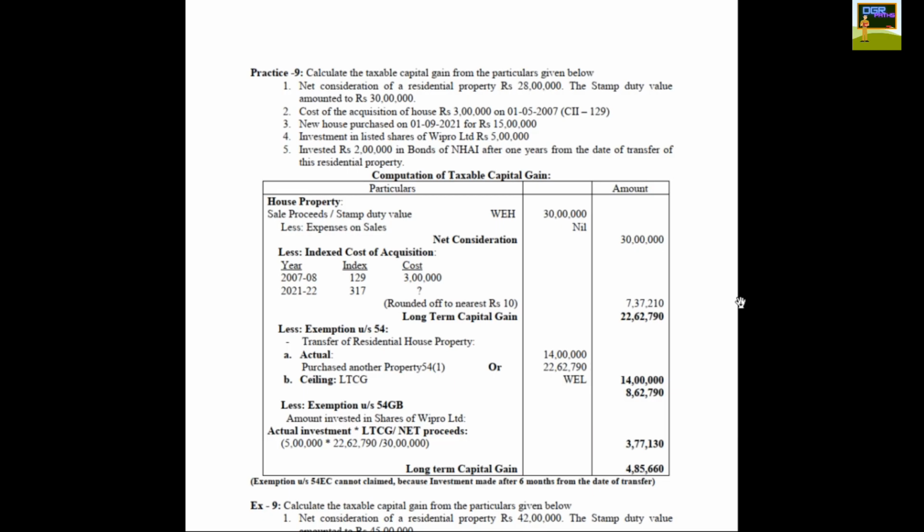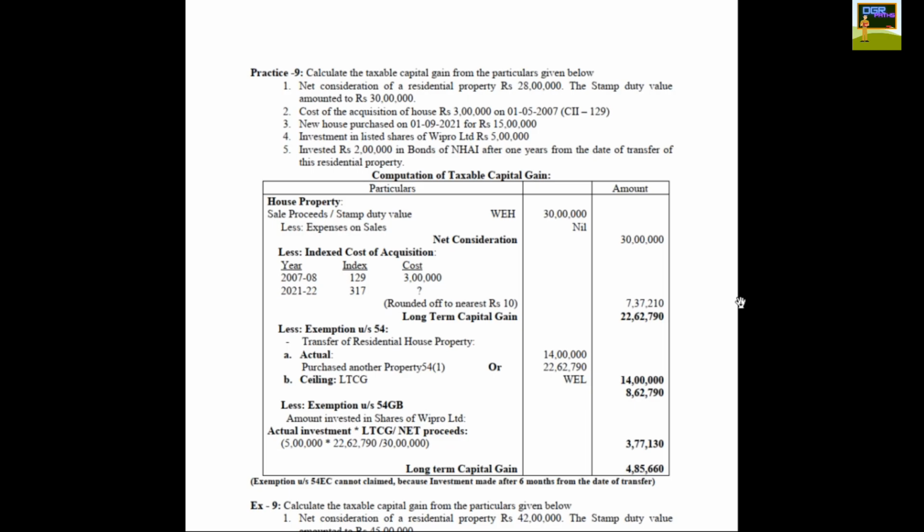Less exemption under section 54, transfer of residential house property. Actual investment is 14 lakhs and the long-term capital gain is 22 lakhs 62,790, whichever is the least is exempted.